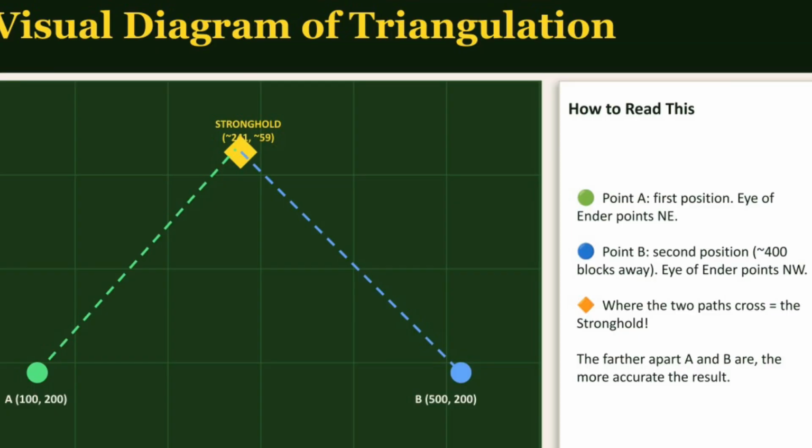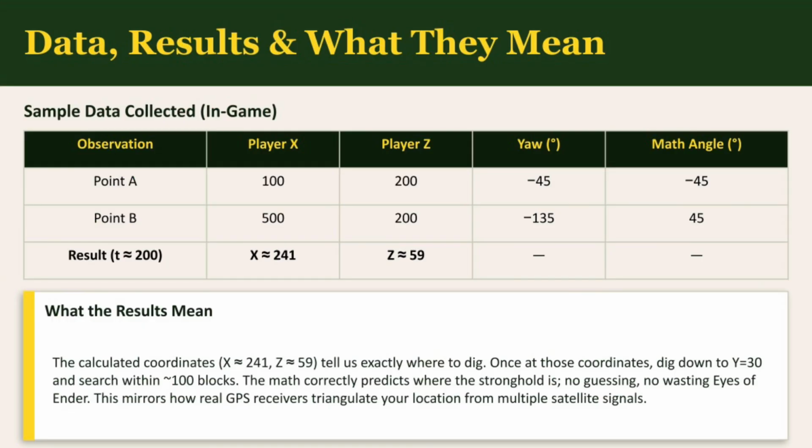And so this is a visual diagram of how it would look in the game. The green point is the first position from which we threw the first Eye of Ender. The blue point is the second position where we threw the second Eye of Ender. And the orange diamond in the middle is the coordinates of what we got after using the equations. The further you throw your first Eye of Ender from your second, the more accurate the result. Data and results and what they mean.